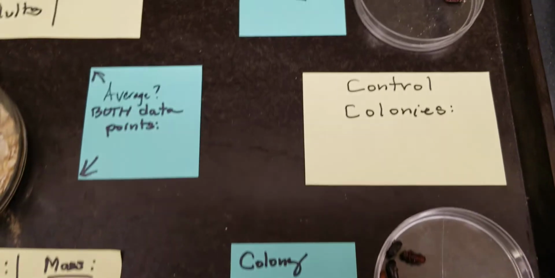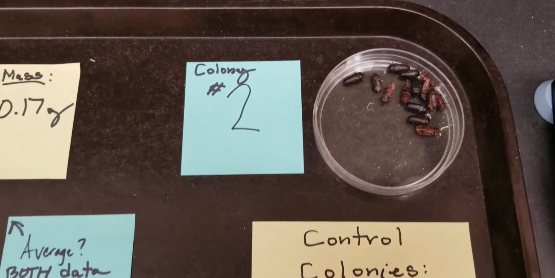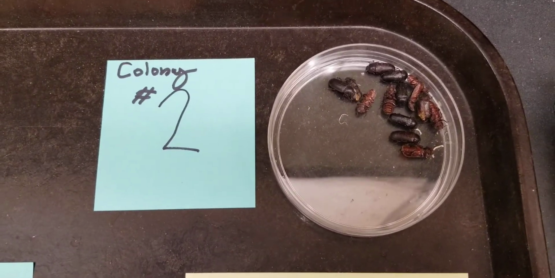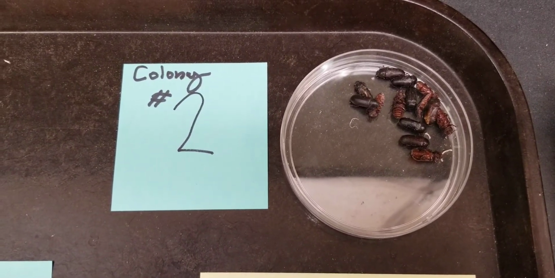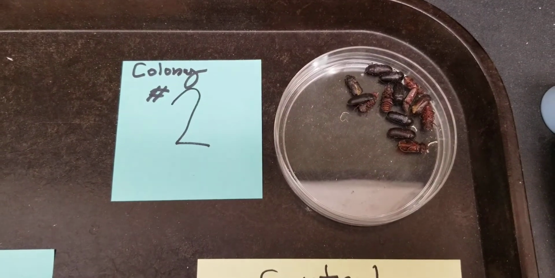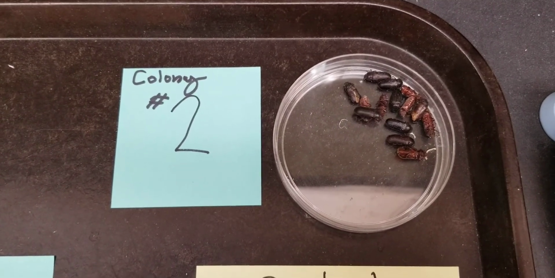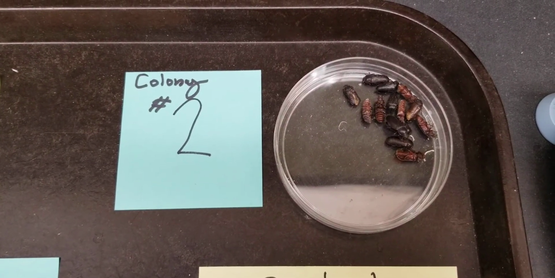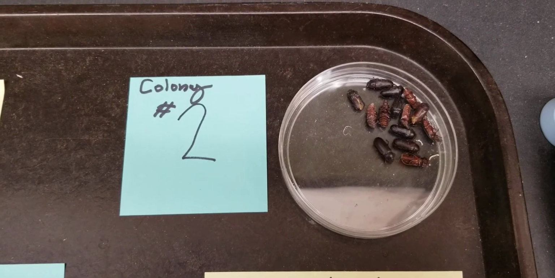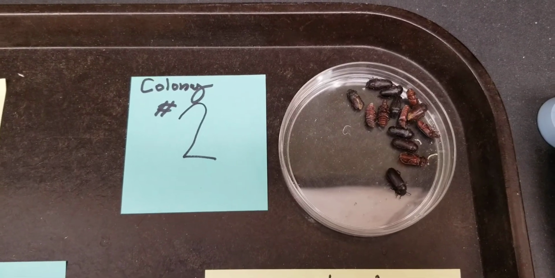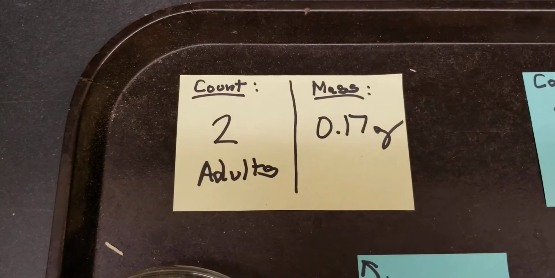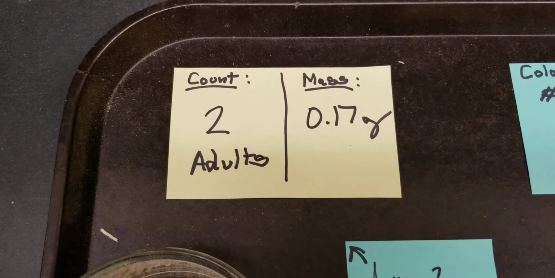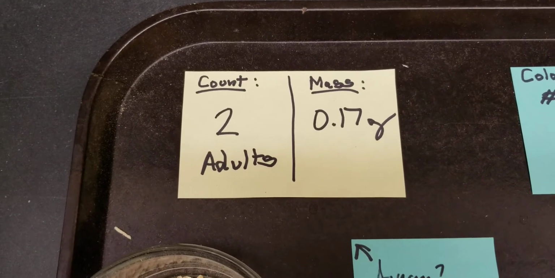Let's go ahead and look at colony number 2 for the control colonies, and what you see is a whole bunch of adults. And if you remember from the data we collected a month ago, we recognized there seemed to be a significant difference in the developmental rates of the organisms being fed oats versus those that in fact were being fed styrofoam. So you can see that most of those adults are in fact dead. However, there were 2 of those adults that we could identify as being living at the time of the count. The total mass of those 2 mealworms is 0.17 grams.